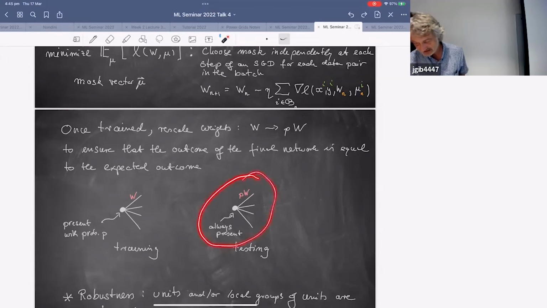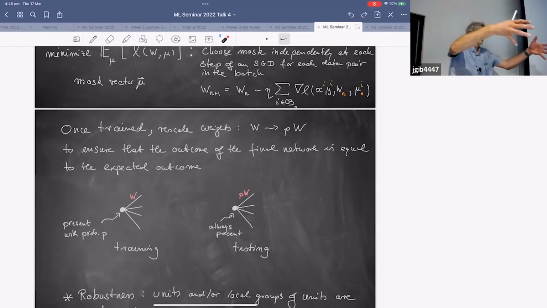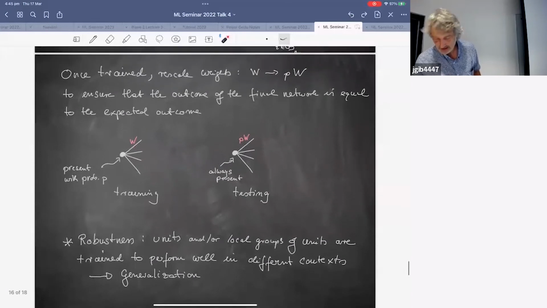If I want the outcome of this one here to be equal to the expected outcome when I have all these random networks, then I just have to scale. Kind of, I put the P from here into the weights, right? I get just the P times the weight. So that's one way of this rescaling that's done after the training. So you train your network, and then you just multiply all the weights by P, the probability.